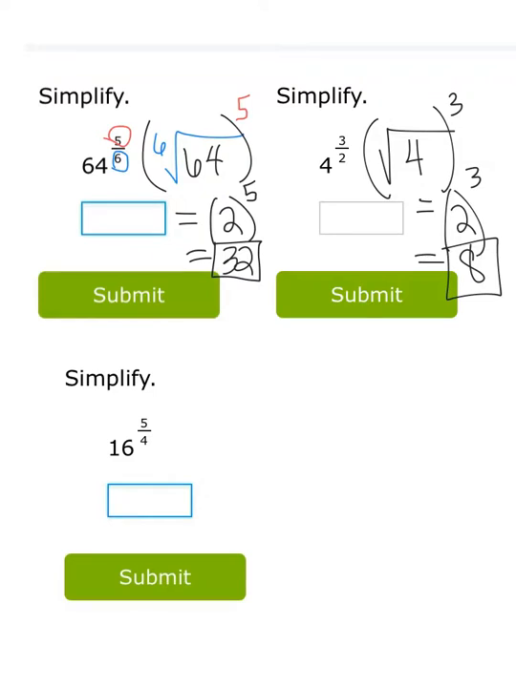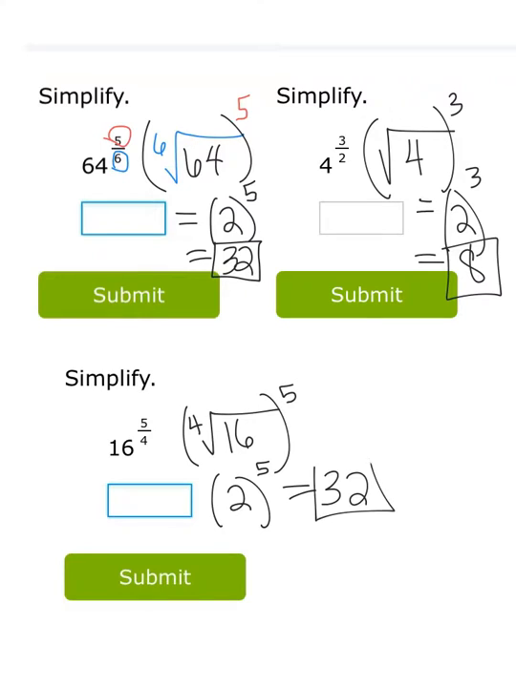All right, last one on this page. I have 16 to the 5/4. So I would take the 4th root of 16 and raise it all to the 5th power. So I would have to figure out what number do I multiply by itself 4 times to get 16. And the 4th root of 16 would be 2. And then 2 to the 5th power, once again, we just did that up here earlier, would be 32.